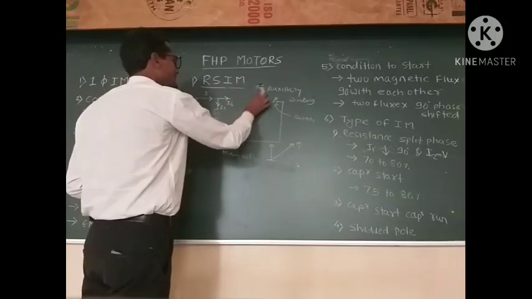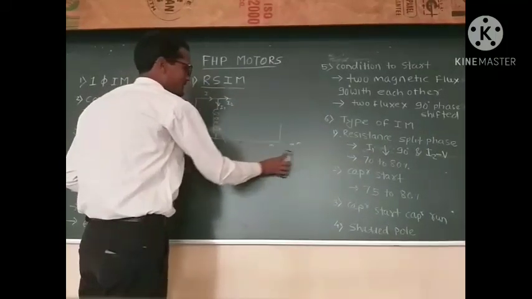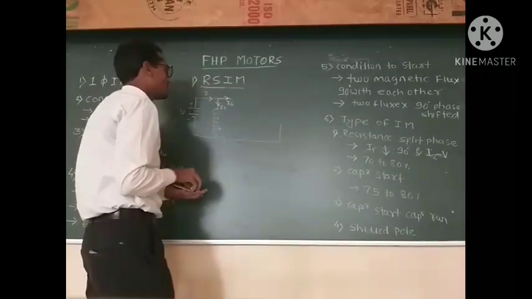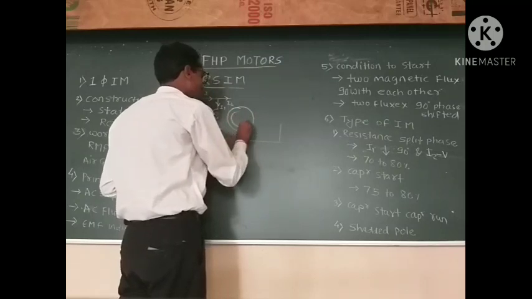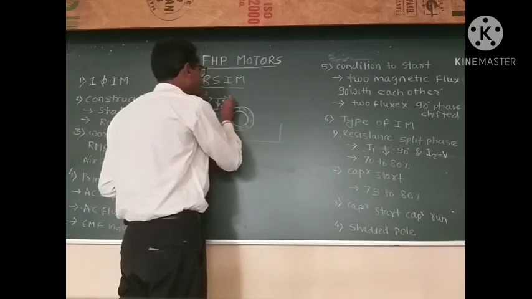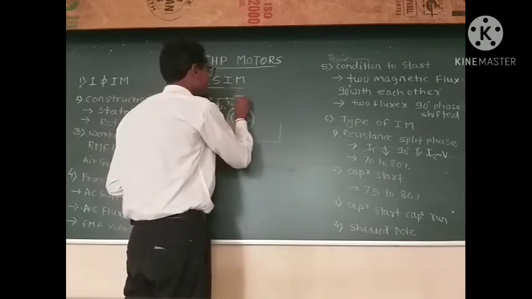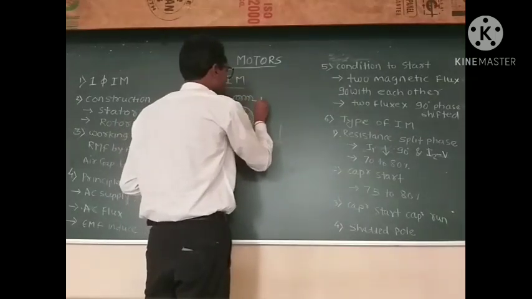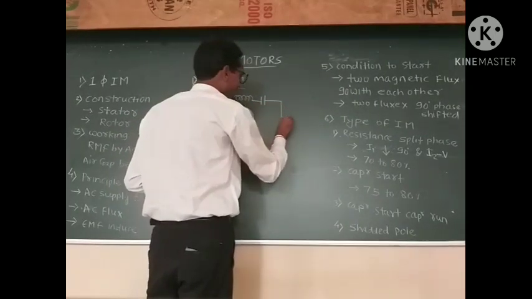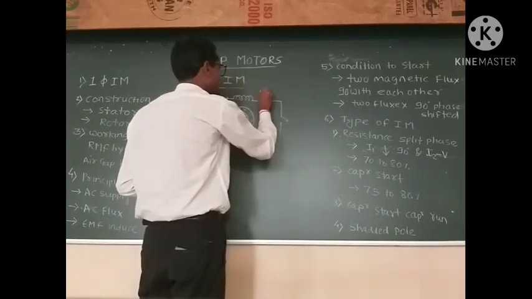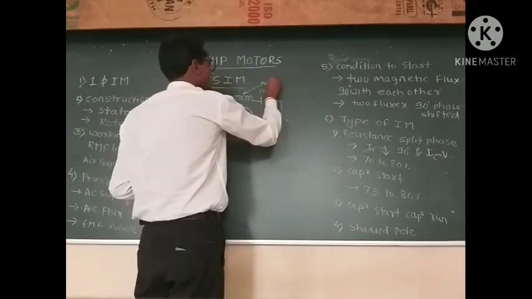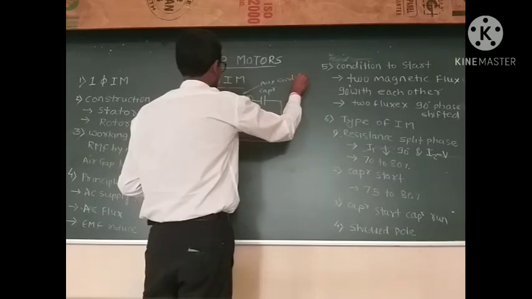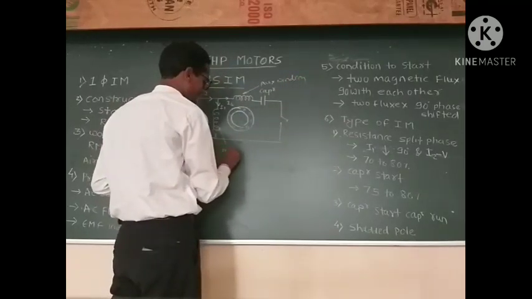After that, we see the second type of induction motor, that is the capacitor start induction motor. In the capacitor start induction motor, the circuit diagram is also the same, but here a single modification is done. Instead of a resistance, here we place a capacitor, and after that a centrifugal switch. This is the capacitor and this is also the auxiliary winding, and it is the main winding.